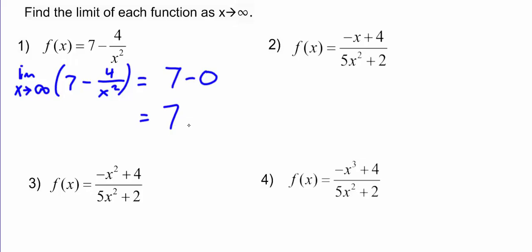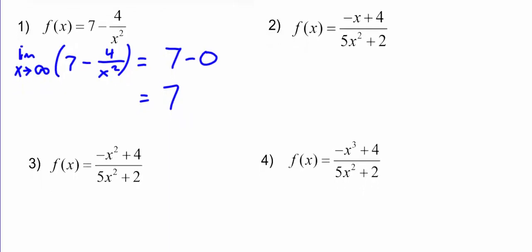So 7 minus 0, or just simply 7, would be the limit. All right, let's take a look at number 2. It's a rational function here. f of x is equal to (negative x plus 4) over (5x squared plus 2). Now, we have two different methods that we could use to address any of these problems, 2, 3, 4, and there are others as well. And I'm going to show you both on this one, knowing that you'll probably pick one that you like better and roll with it, but I want to show you both because there definitely are arguments for either of these.